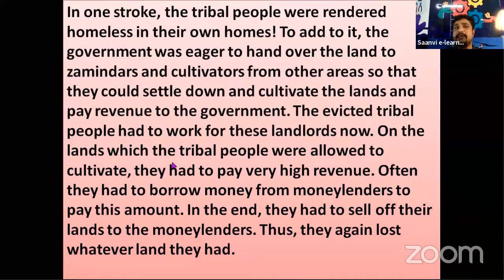To add to it, the government was eager to hand over the land to zamindars and cultivators from other areas so that they could settle down and cultivate the land and pay revenue to the government. In some areas, the government is appointing some persons like zamindars or cultivators. They will look after it, and revenue means they should pay the tax. Tax in the sense of usable, like how much income they earn.